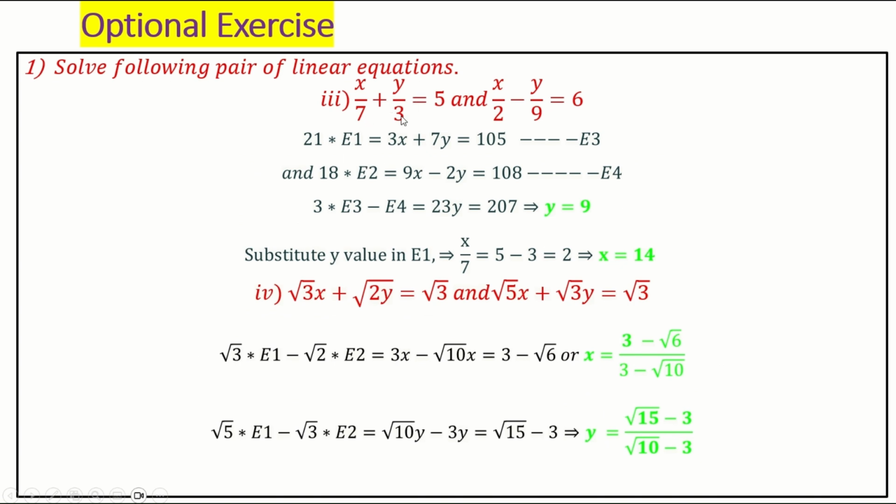Next, x by 7 plus y by 3 equal to 5, x by 2 minus y by 9 equal to 6. Again, you just multiply with the LCM here, that is 21.